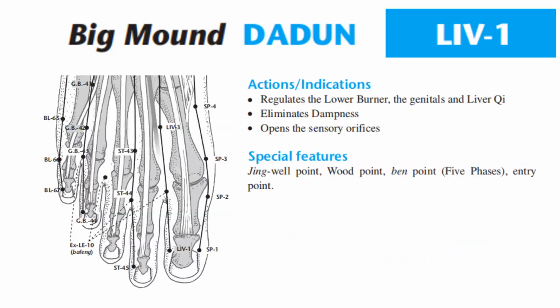For the actions and indications, Liver 1 regulates the lower burner, the genitals and liver qi, eliminates dampness, and opens the sensory orifices. Special features: Liver 1 is the Jing-Well point, wood point, and a point of the five phases.